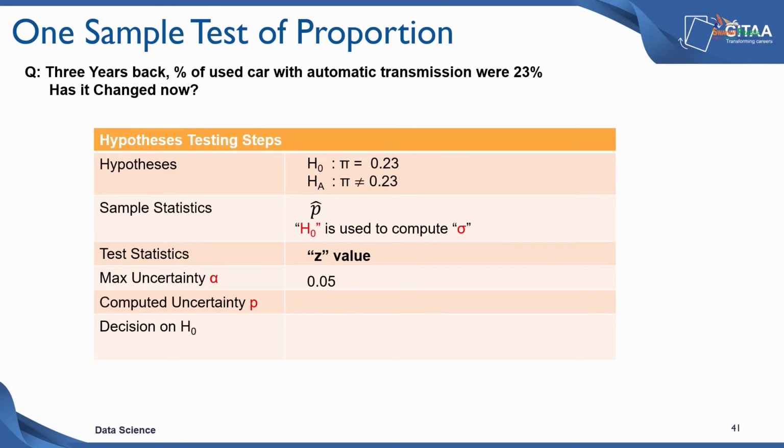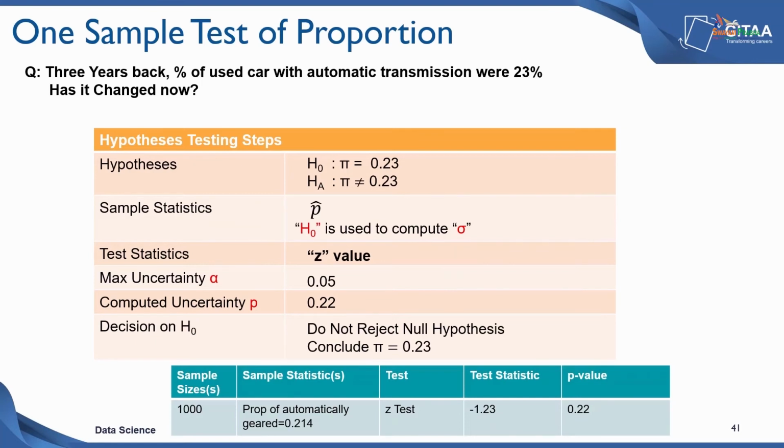Again, the maximum uncertainty is fixed at about 0.05, and the computed uncertainty turns out to be 0.22. Therefore, we do not reject the null hypothesis, and we conclude that the proportion of automatic transmission cars is no different from 0.23.